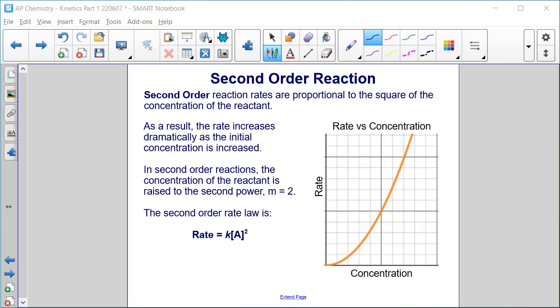Second order reaction rates are proportional to the square of the concentration of the reactant. As a result, the rate increases dramatically as the initial concentration is increased, which you can see from the graph. In second order reactions, the concentration of the reactant is raised to the second power, or m equals 2. And the second order rate law would be rate equals k times the concentration of reactant A, squared.